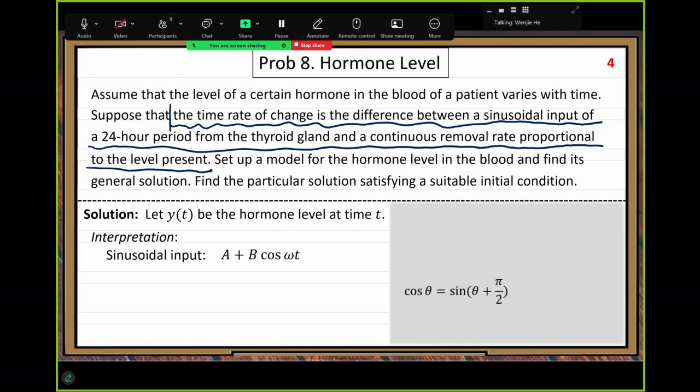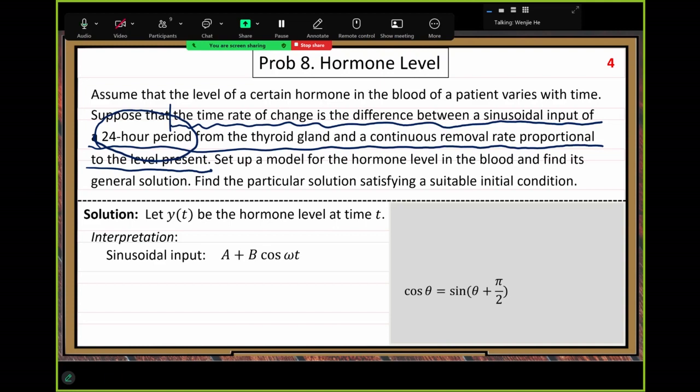All right. Here, there is a 24-hour period, so we need to interpret this part. What's the 24-hour period? Your sinusoidal function, the sine function, is a periodic function, so there is a period. The given information tells you the period of the sinusoidal function is 24 hours.